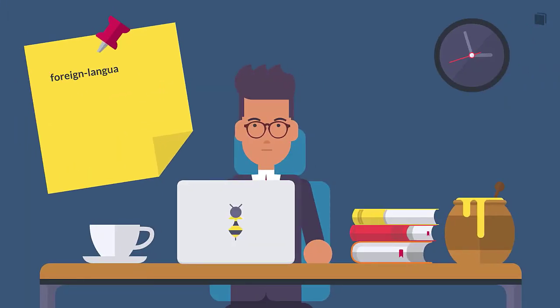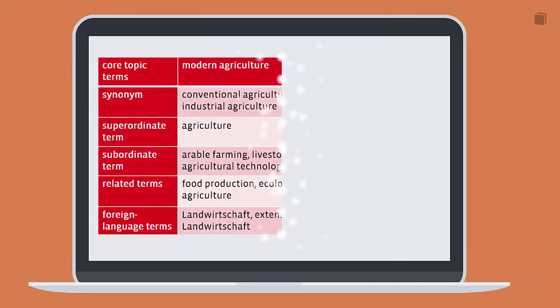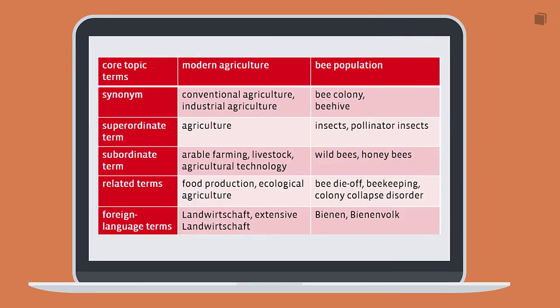Foreign language terms can be found in online dictionaries like dict.cc. A term table with all collected search terms can help you keep an overview.